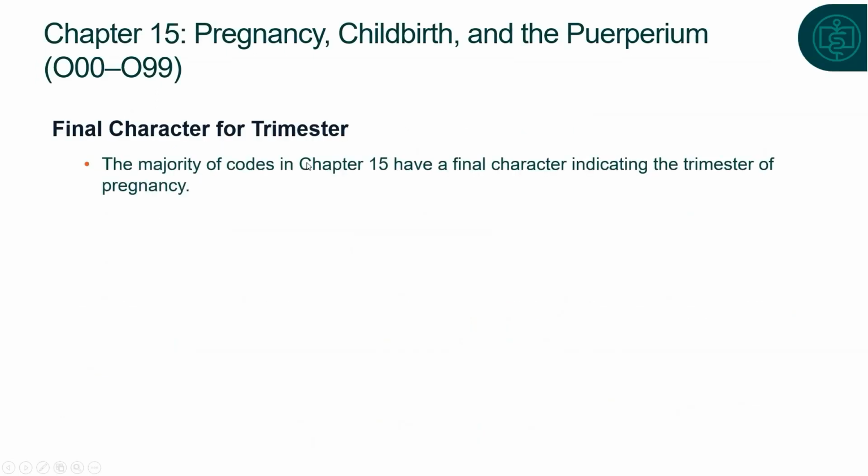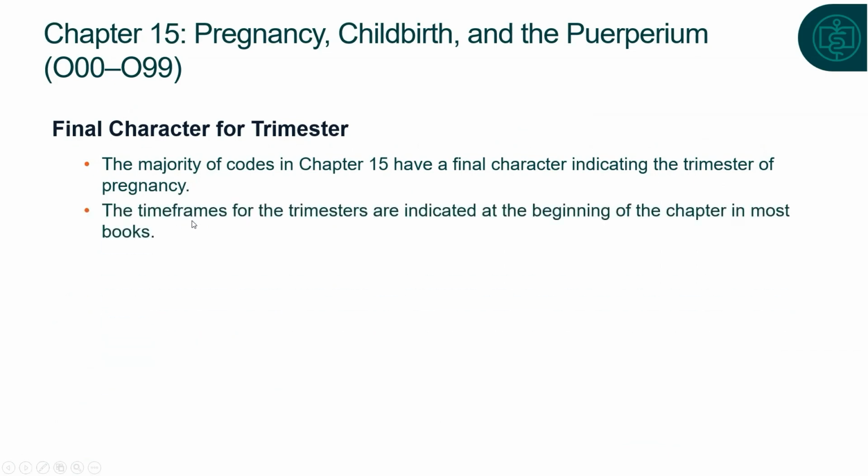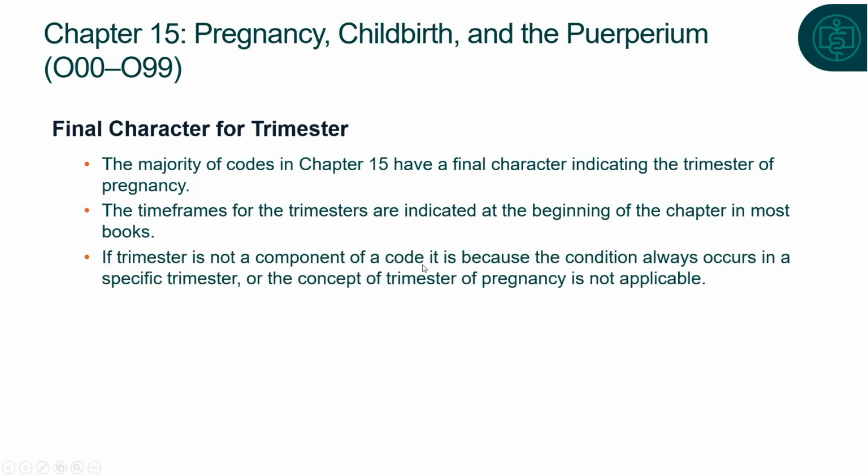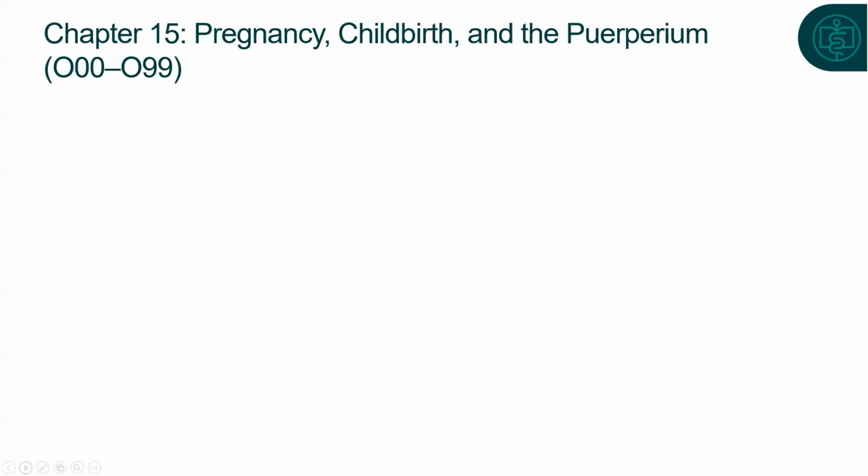So, final character for trimester. The majority of codes in Chapter 15, as we said, have a final character indicating the trimester of pregnancy. I've already encouraged you to remember what those trimesters are, how many weeks. The timeframes for the trimesters are indicated at the beginning of the chapter in most books. If trimester is not a component of a code, it's because the condition always occurs in a specific trimester or the concept of trimester of pregnancy is not applicable.